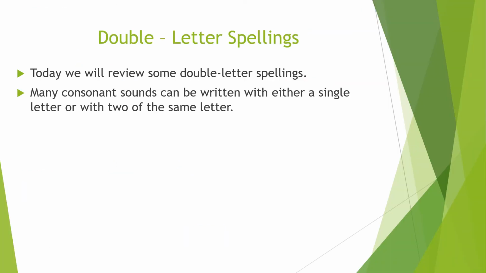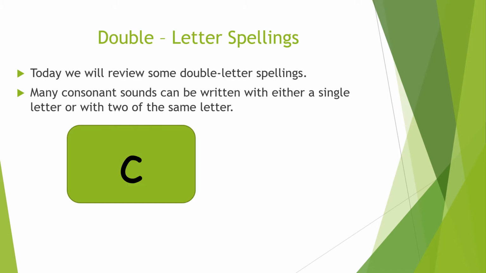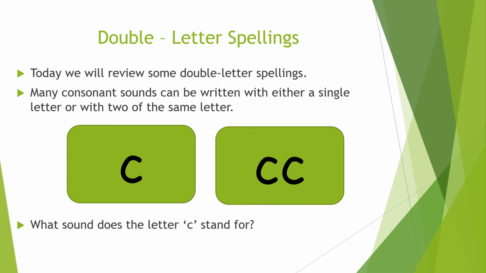Today we will review some double letter spellings. Many consonant sounds can be written with either a single letter or two of the same letter. Take a look at this letter. What is it? This is the letter C. What sound does the letter C stand for? C stands for K. Now look at these letters. This is the letter CC. CC also stands for K. It's just another way to write the K sound.